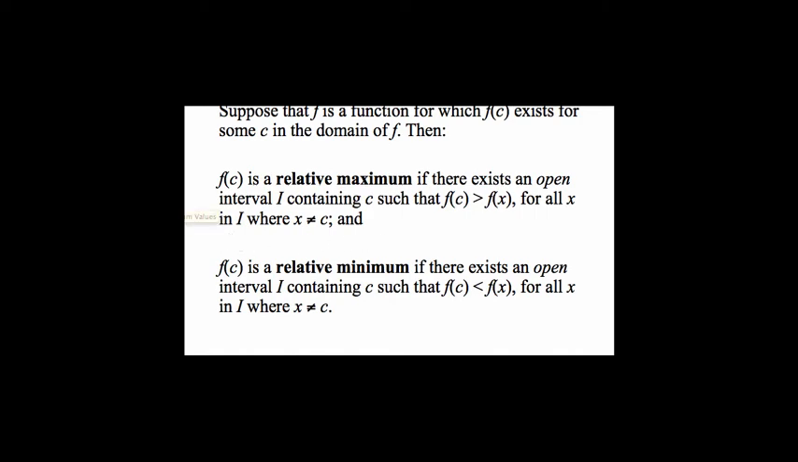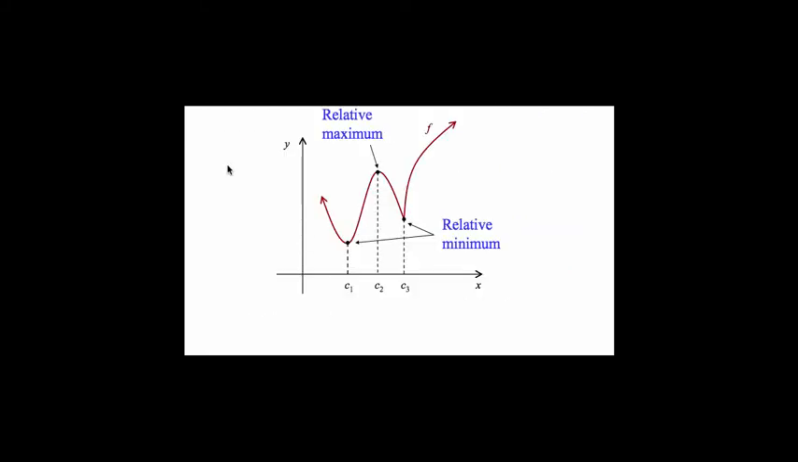So let's look at it in terms of the graph, and it'll make a little bit more sense. So if we have a graph like this here, this is a relative maximum. The reason why we say it's relative, because clearly we have values here that are higher than this point. But it's relative because given an interval, let's say from C1 to C3, that's the highest point.